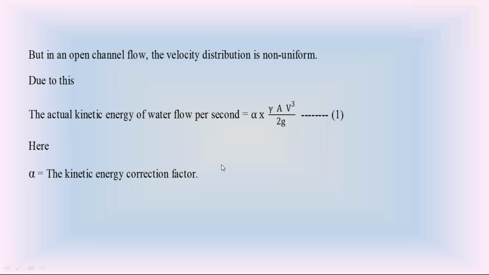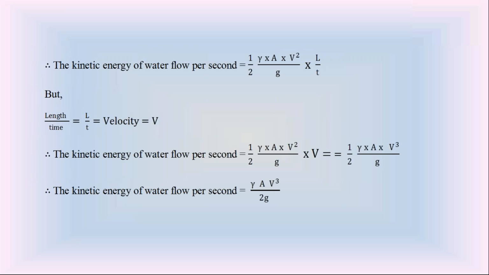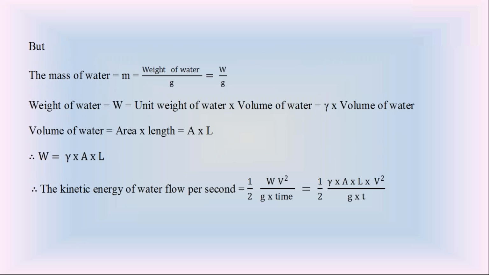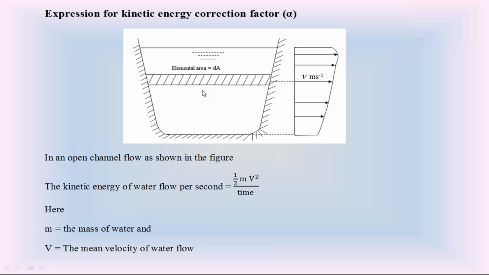We are going to discuss what is the equation of this alpha. So check this equation 1. Equation 1 gives the actual kinetic energy of water flow per second in the open channel, that is equal to alpha into gamma A V Q by 2g. Now, to prepare that equation of alpha, go to the first diagram. Check this diagram, please, everyone.